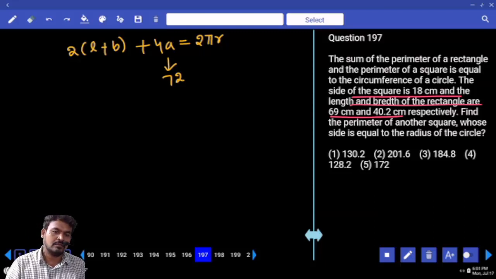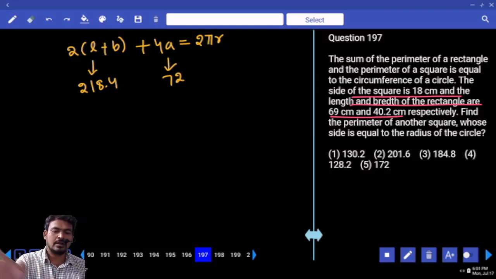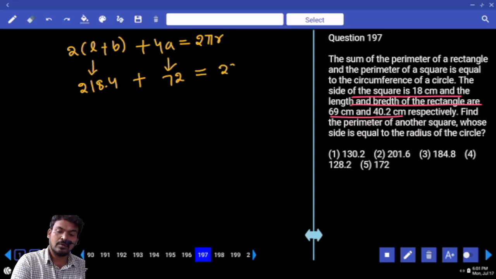Both are added: 109.2. It will be 2 of (L plus B), only L plus B is 109.2. Double means 218.4. These two are added, and we get the 2 pi r value. 218.4 plus 72 is 290.4, which equals 2 pi r.